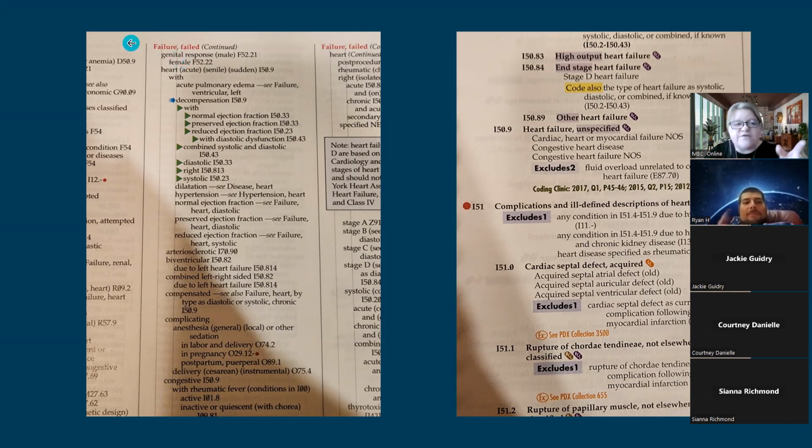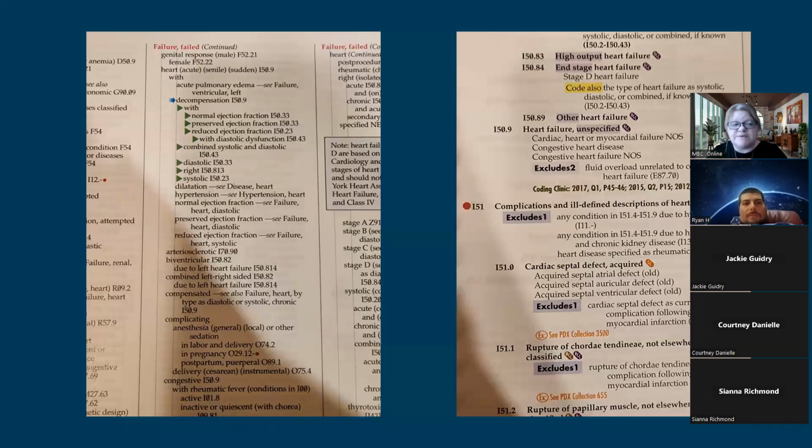So we follow that first line down until we get to heart. And y'all see it says heart, and then in parentheses acute, senile, sudden, I50.9. And then the second indent down, because it's going to get more specific, so it's adding something to it to make it more specific: acute pulmonary edema, failure, ventricular left, or decompensation. And then it just keeps going from there, right?